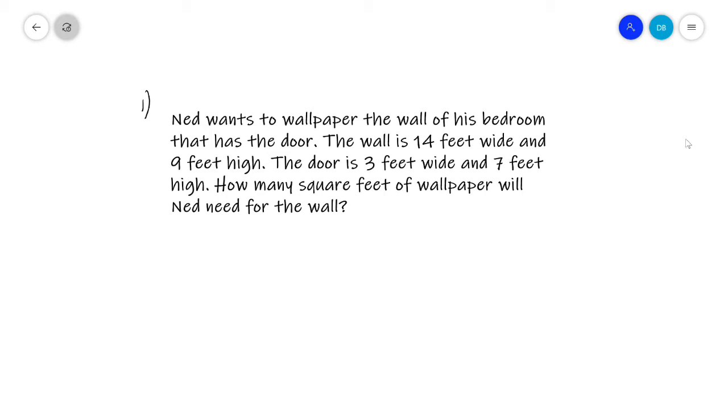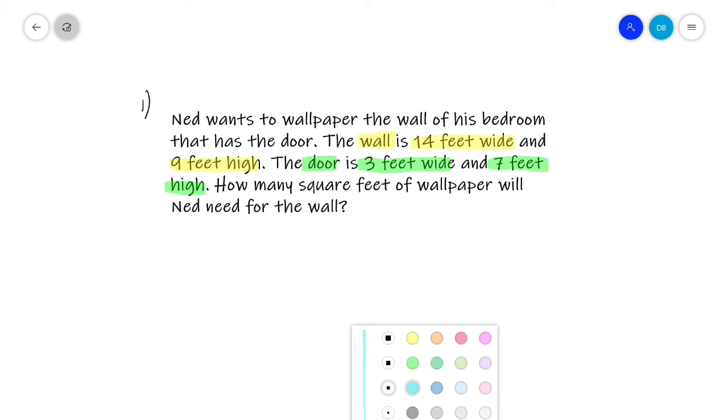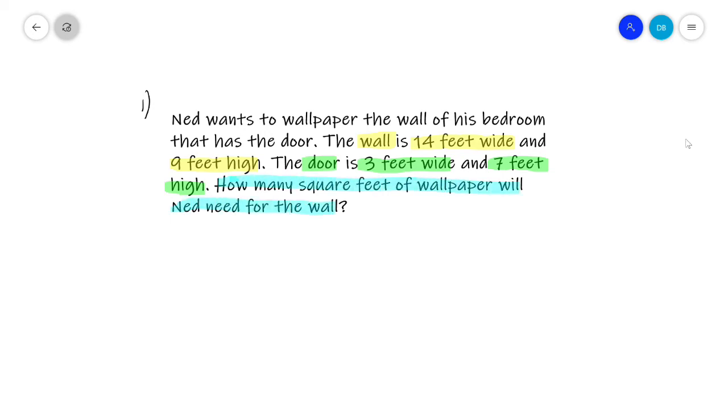Okay, so this is similar to the one we just did. I'm going to reread it and I'm going to underline the things that I think I need to know. Ned wants to wallpaper the wall of his bedroom that has the door. The wall is 14 feet wide and 9 feet high, so that's the wall. I'm going to switch my color. The door is 3 feet wide and 7 feet high. And then our question, what are we trying to find out? How many square feet of wallpaper will Ned need for the wall?